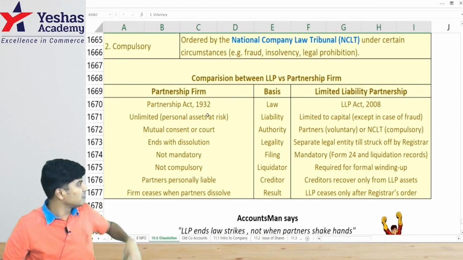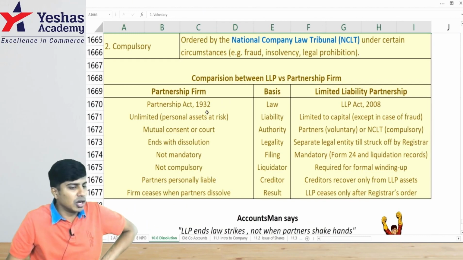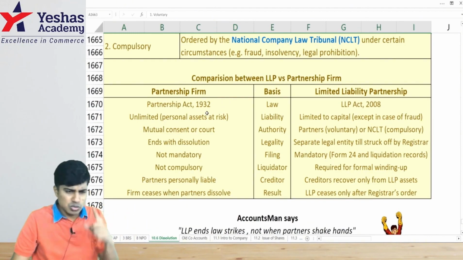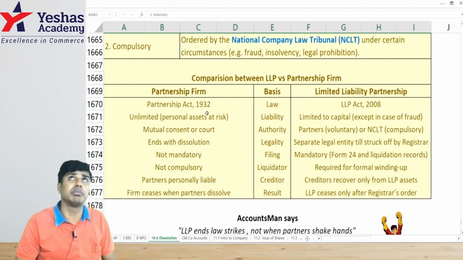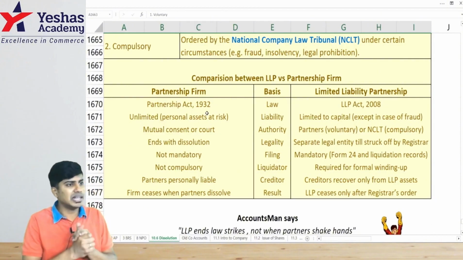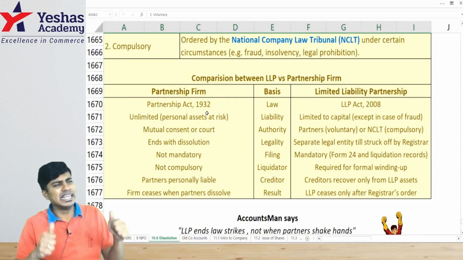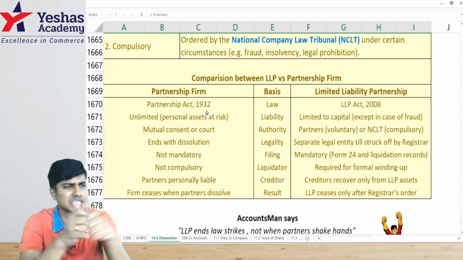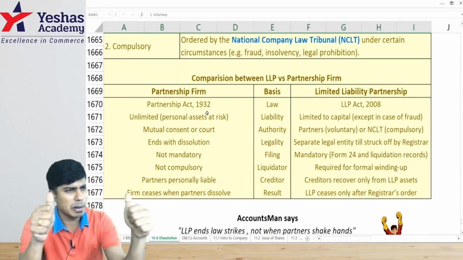I have given the difference between a firm and an LLP and how the dissolution will be slightly different. There is one question on this in the ICA study material, question number 9 if I am not wrong. Please do that, and I hope you people will be really comfortable and ready to ace questions in the exam on dissolution of partnership.